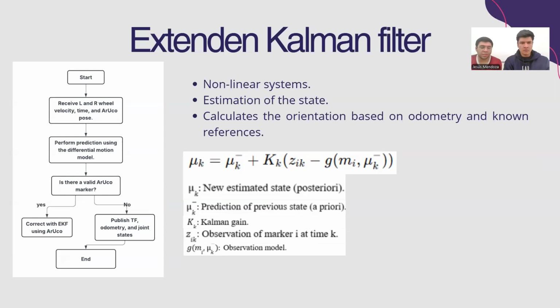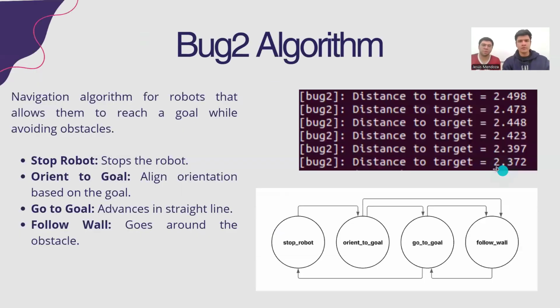We can also see our node that receives the left and right wheel velocity, the time, and the Aruco pose, and then it performs the prediction using the differential motion model, and we validate if there is a valid Aruco marker. If yes, we correct the pose with the filter, and if not, we publish the transformations, odometry, and joint states. Then we have the Bug 2 algorithm.